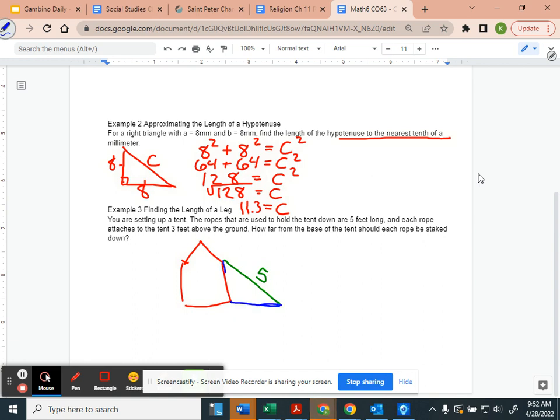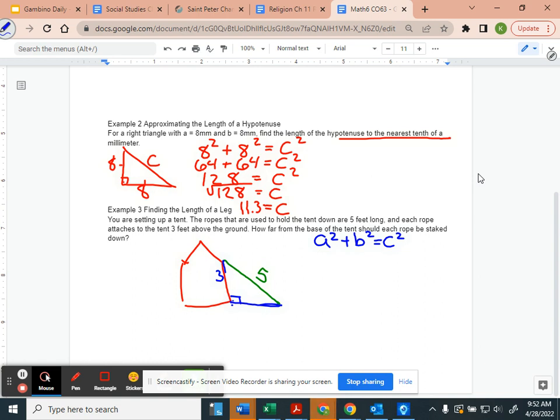So we can see where that tent hits the ground is our right angle. So we know the rope is 5 feet long, and each rope attaches to the tent 3 feet above the ground. So it's 3 feet up, it's 5 feet long. How far from the base of the tent should each rope be staked down? So we know a squared plus b squared equals c squared. Let's look at it this way. Which of our two lines are the legs, and which one is the hypotenuse?